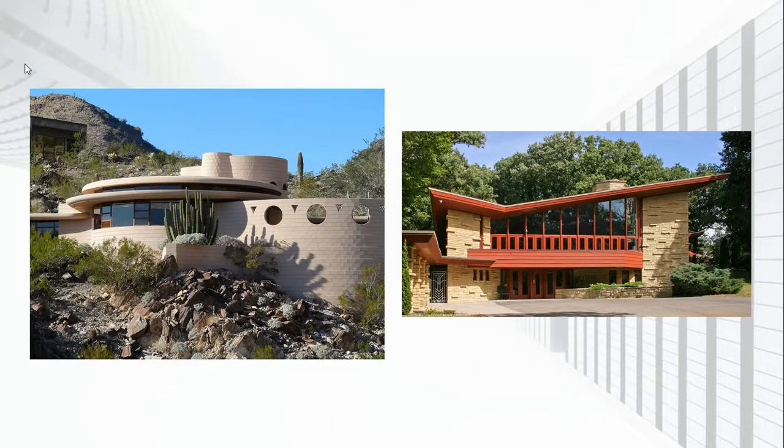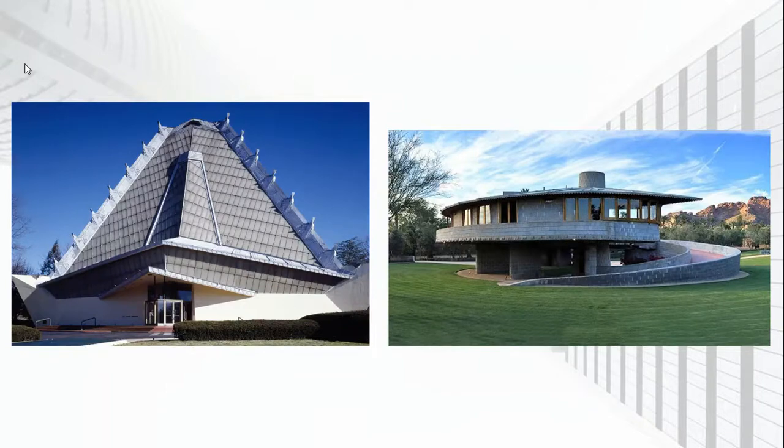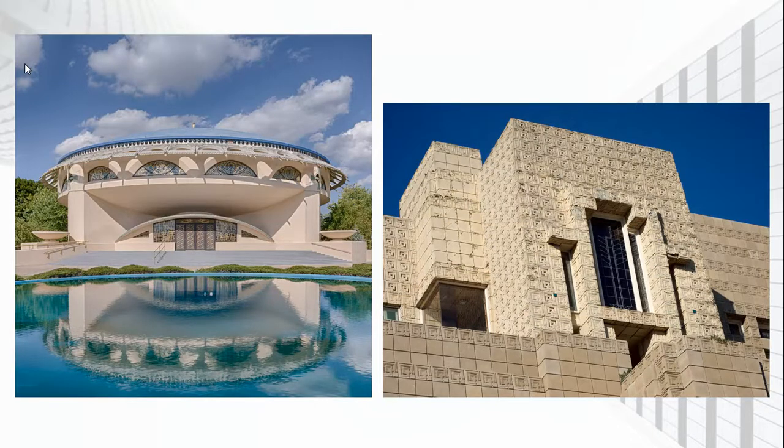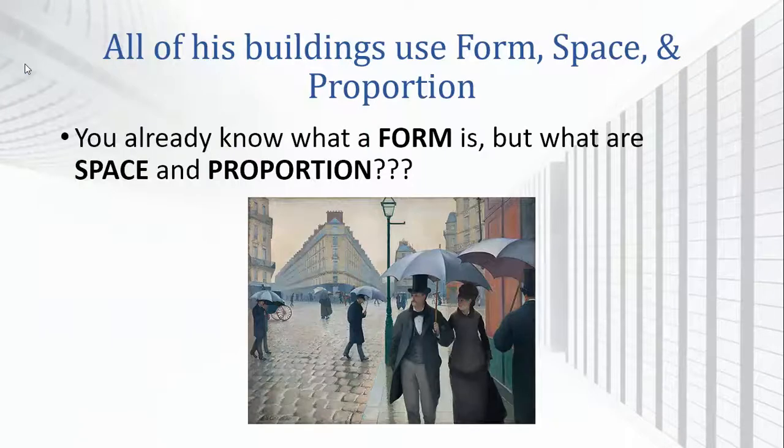Here are a couple other examples of buildings made using form. All of his buildings use form, but also space and proportion. But what are space and proportion?